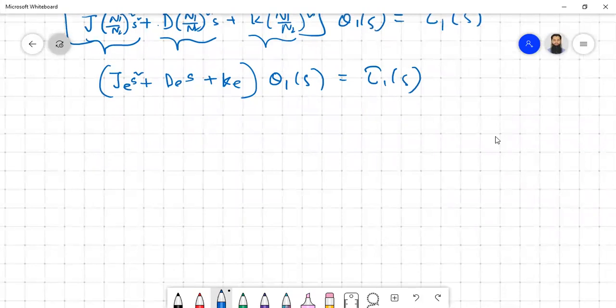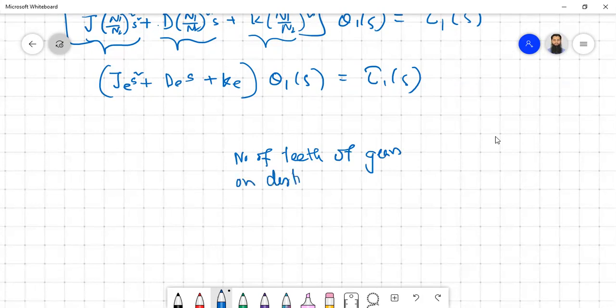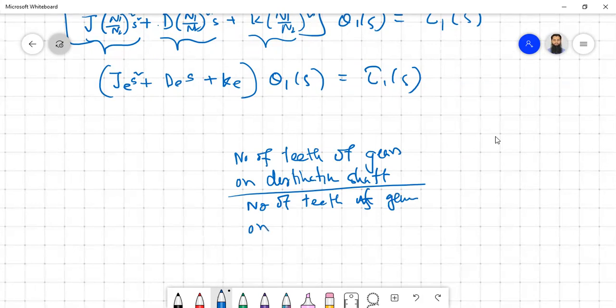But in the mechanical domain, to keep it simple, you can also write something like this: number of teeth of gear on destination shaft, divided by number of teeth of gear on a source shaft. Okay, so this should be the square.